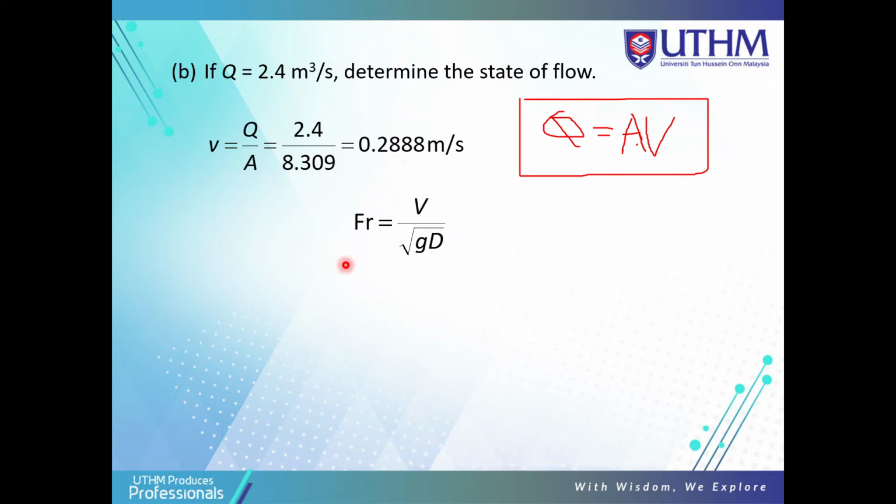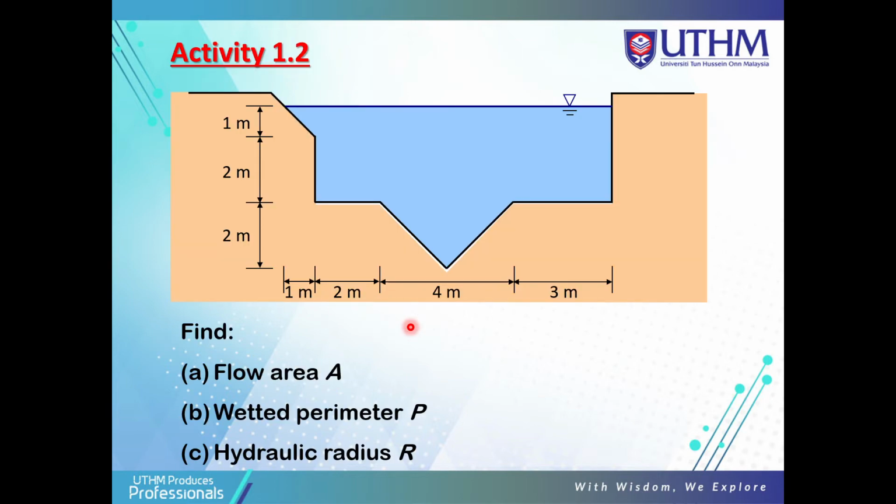Use the Froude number to determine the state of flow, and also the Reynolds number. To determine the state of flow, you must find the Froude number or the Reynolds number. These two equations we covered in the previous slide. Now, this is an activity, activity 1.2.